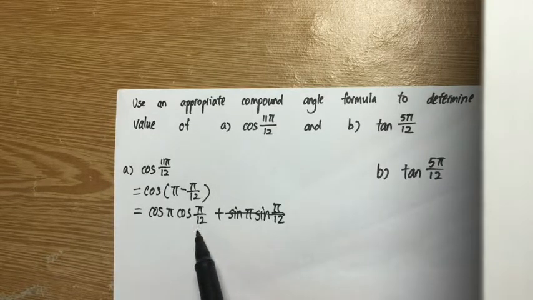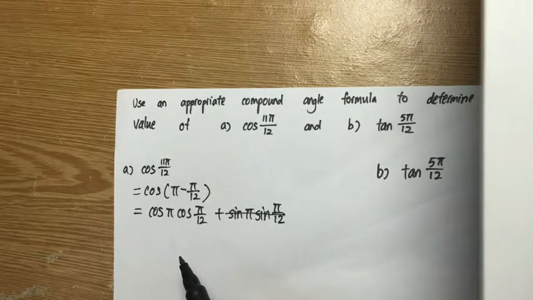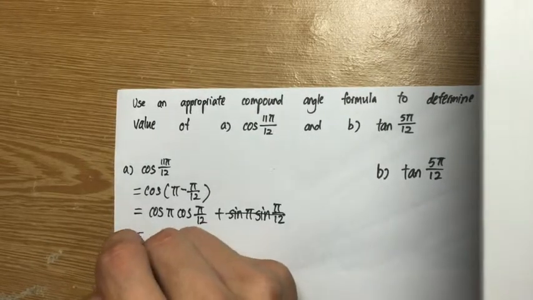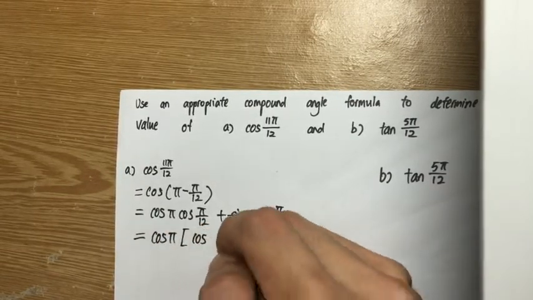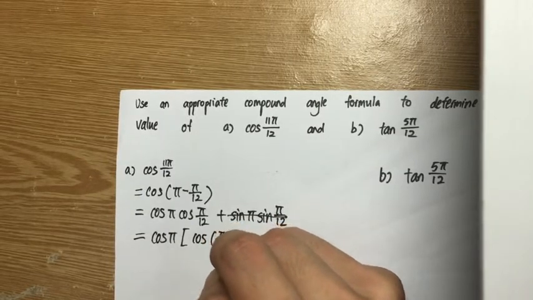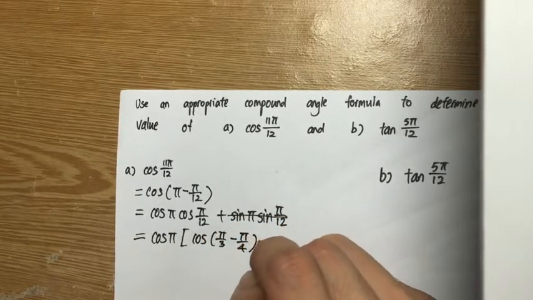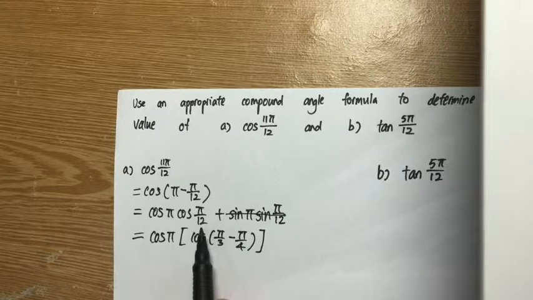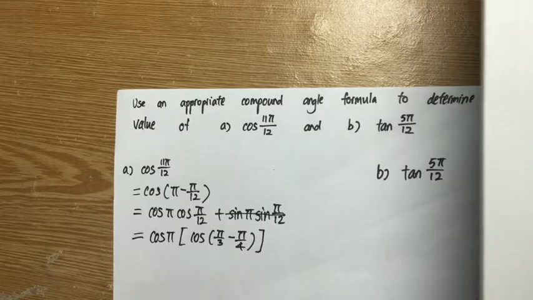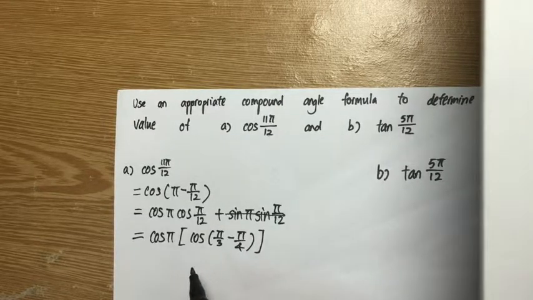However, if we look at cosine pi over 12, we will note that we have to break up pi over 12 into special angles to work with. Hence, this expression can also be simplified into cosine pi times cosine(pi over 3 minus pi over 4). In doing so, we have broken up the angle pi over 12 into the difference between pi over 3 and pi over 4. From here, we can apply the compound angle formula to derive another expression.